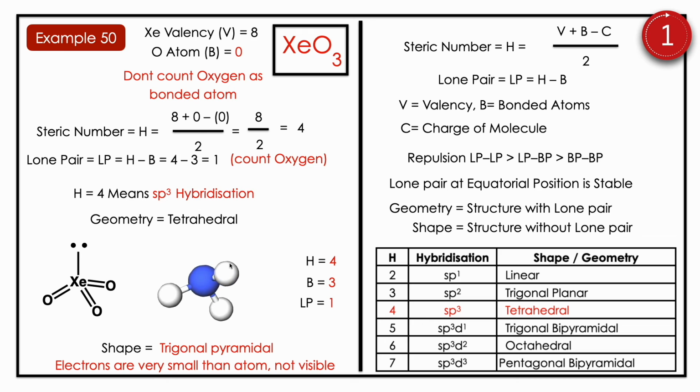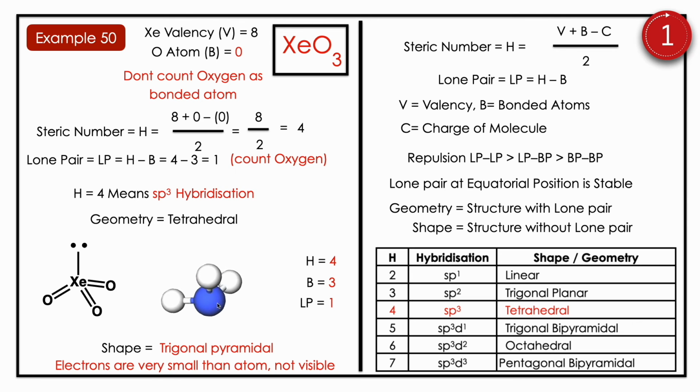Then XeO3, if oxygen comes, be careful. Xenon valency is 8 because it is an inert gas with a complete octet. Oxygen is counted as 0 for H. So (8 plus 0 minus 0) whole divided by 2 means 8 by 2 gives 4. Then for lone pair you should count oxygen, which is 4 minus 3 equals 1. So H4 means sp3 hybridization.